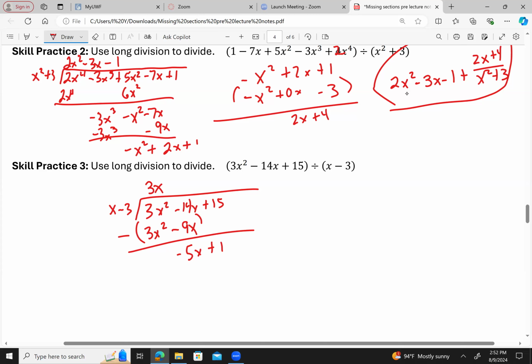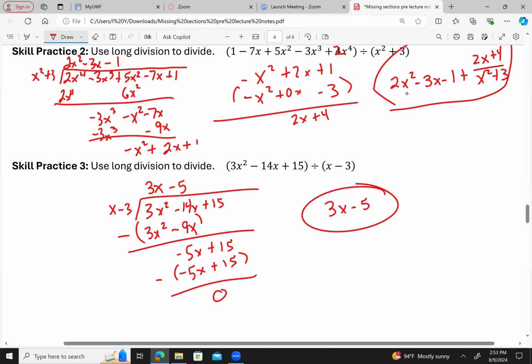Bring down my 15. x goes into negative 5x negative 5 times, which gives me negative 5x plus 15. Again, subtracting, I get 0. So my solution is simply 3x minus 5.